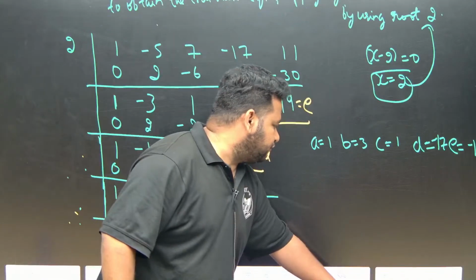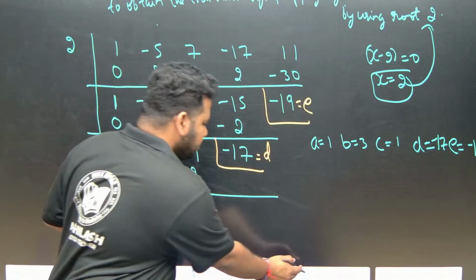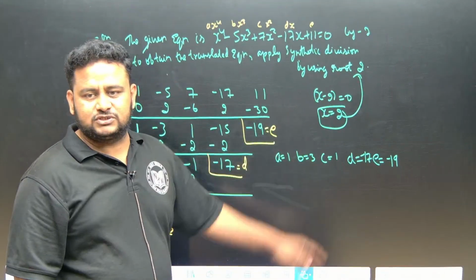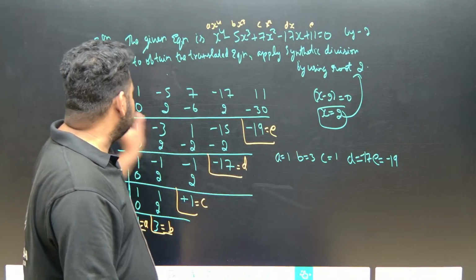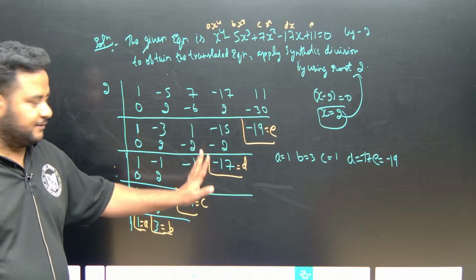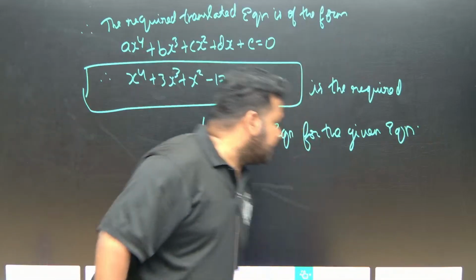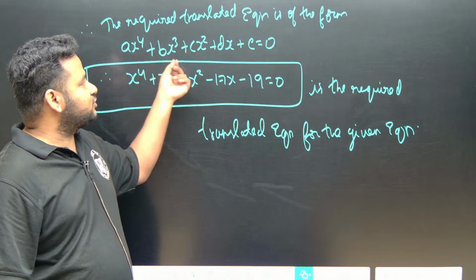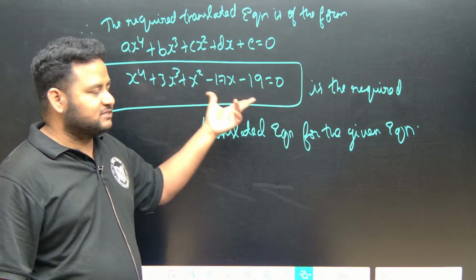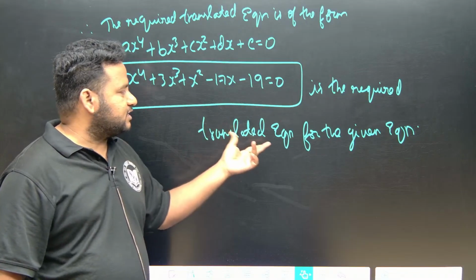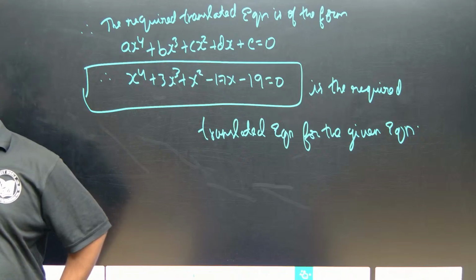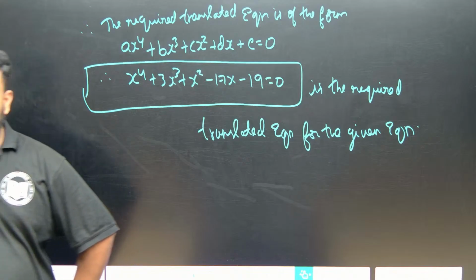Okay, so stepwise, see here. First, for the translated equation, they told us by root 2. By minus 2 means you have to take it as x minus 2 is equal to 0, so x will become equal to 2. Then you have to apply synthetic division carefully, so you have to find out A, B, C, D, E. Then the required translated equation is of the form ax to the power of 4 plus bx cube plus cx square plus dx plus e is equal to 0. You have to write that down. Then you have to substitute the values of a, b, c, d, e. Then you will get the required translated equation for the given equation. Clear now? This is the way we have to solve this question.